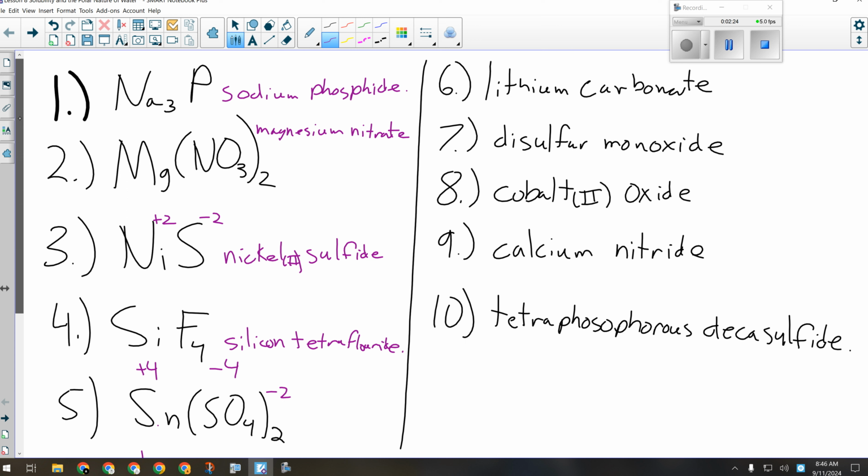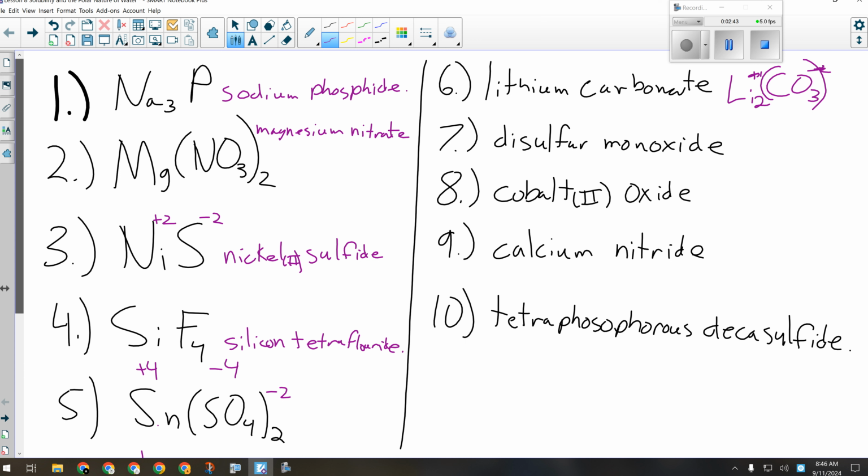Lithium is a metal, carbonate is a polyatomic ion. So write the symbol for the metal with its charge. Write the symbol for the nonmetal. Write its charge. Drop and swap. Li2CO3 or Li2 bracket CO3. Either way is fine. Okay.